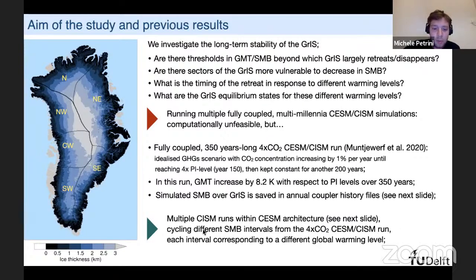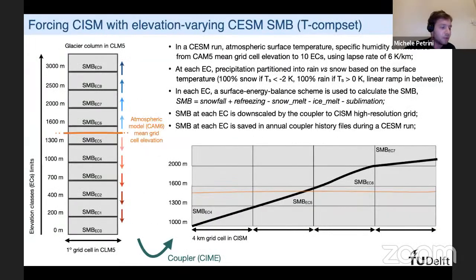We then run multiple CESM runs within the CESM architecture, cycling different SMB intervals from the 4 times CO2 CESM run, where each interval corresponds to a different global warming level. Now, for the method that we use to force CESM: in a CESM run, the atmospheric surface temperature and specific humidity are downscaled from the CAM6 mean grid cell elevation to 10 different elevation classes using a lapse rate of 6 Kelvin per kilometer. And at each elevation class, the precipitation is then partitioned into rain versus snow with a linear ramp scheme based on the surface temperature.